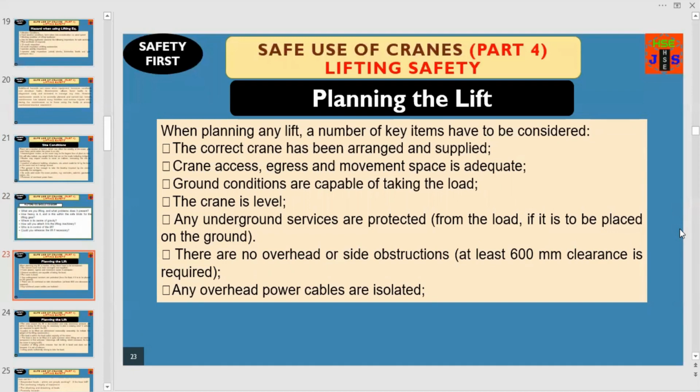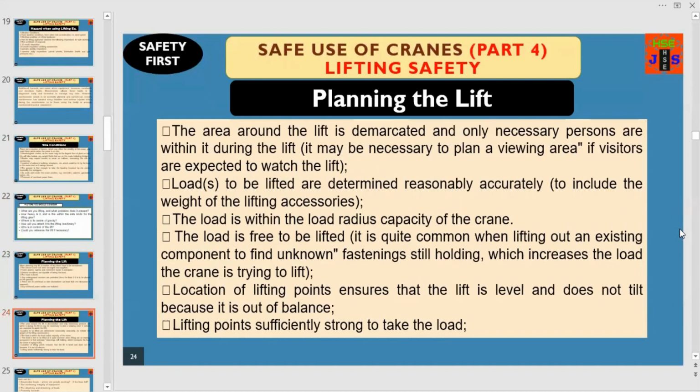Any overhead power lines or power cables are isolated. The area around the lift is demarcated, and only necessary persons or staff are within it during the lift. It may be necessary to plan a viewing area if visitors are expected to watch the lift.